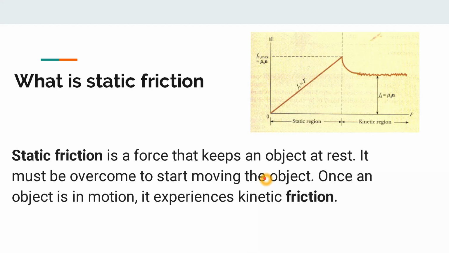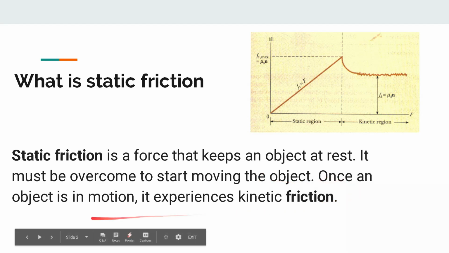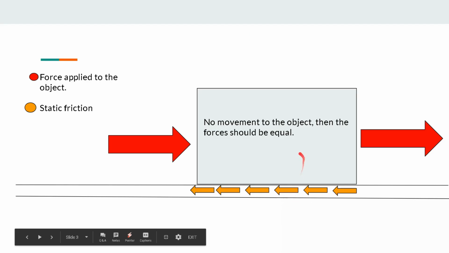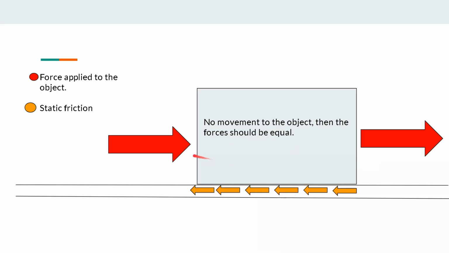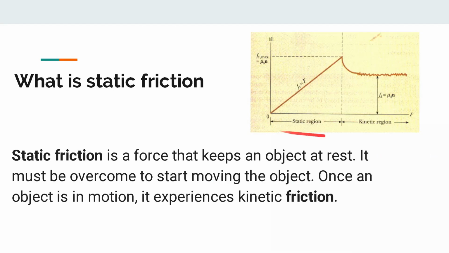So when they say once an object is in motion, it experiences kinetic friction. When the object is moving, the force is higher than the static friction, so the kinetic force moves the object. Now we're going to talk about how the static friction scales higher than the kinetic.